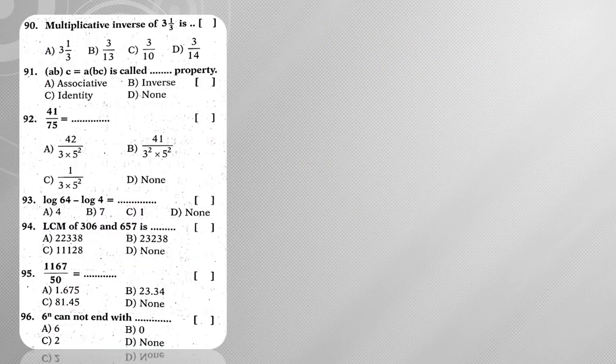Next, moving on to question number 90. Multiplicative inverse of 3 1 by 3. First of all, 3 1 by 3 I can write as 3 3s are 9 plus 1, so it is 10 by 3. So what is meant by multiplicative inverse? Multiplicative inverse means what I should multiply so that the answer will be equal to 1. So with what number should I multiply so that the given value will be equal to 1? So for 10 by 3, the reciprocal is 3 by 10. Hence the answer is 3 by 10.